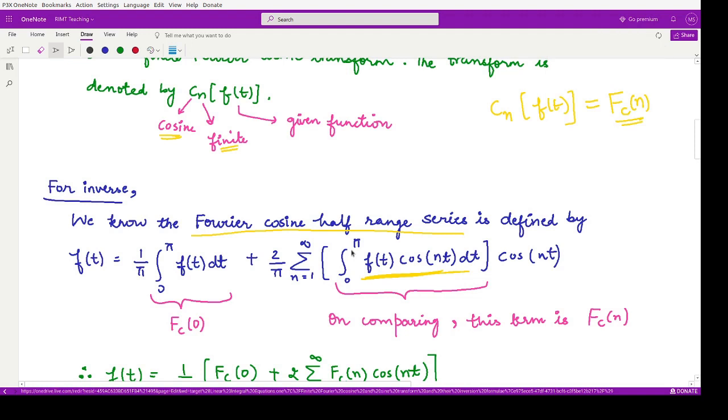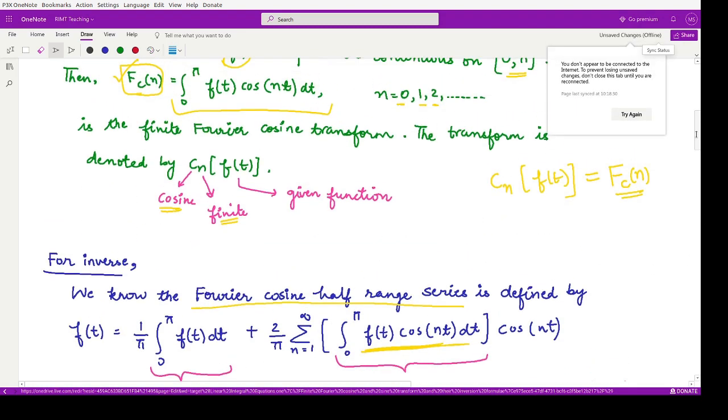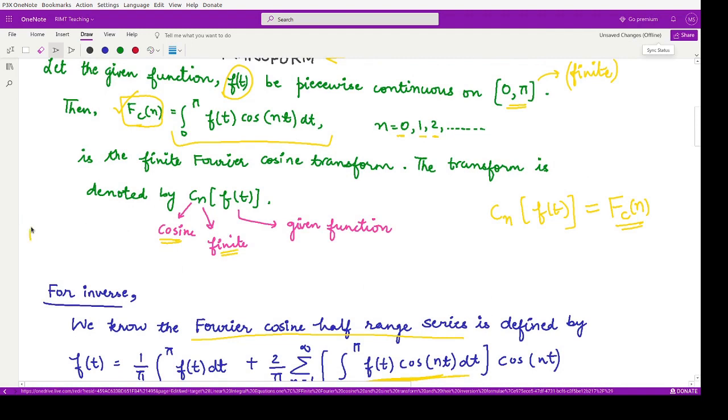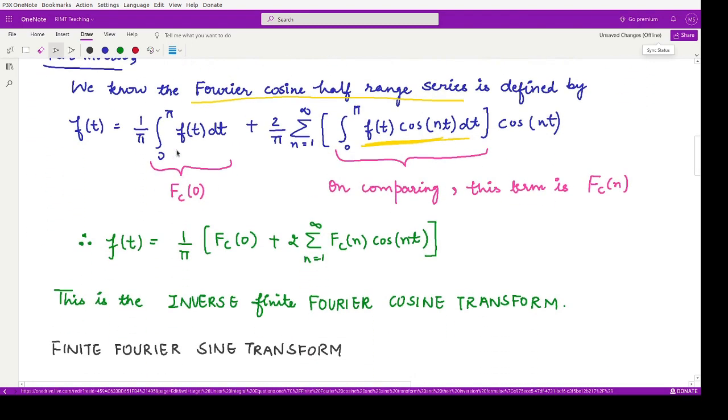Moreover, this first term here, let us consider F_c of 0. What would that be? In place of n, we have F_cn defined like this. If you substitute n equal to 0 into this expression, you would have integration from 0 to pi f of t cos of 0t dt, and cos 0, we know, is equal to 1. So this expression is equal to 1 by pi integration from 0 to pi f of t dt. This is identified by the term F_c of 0.